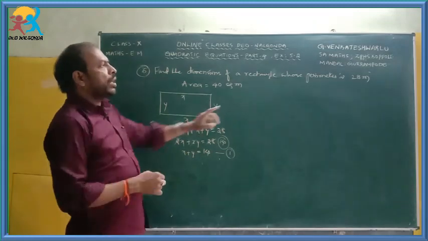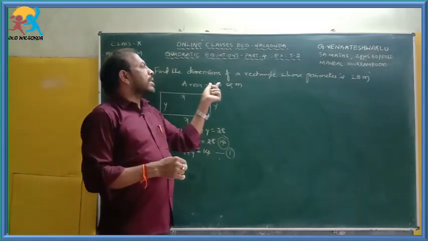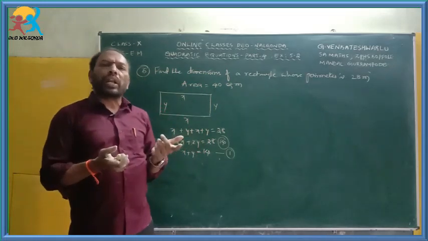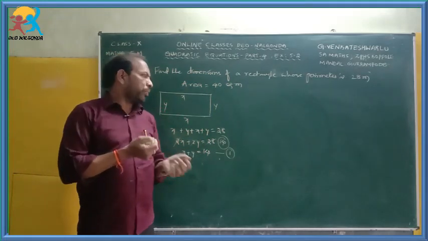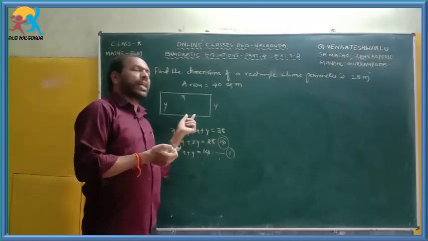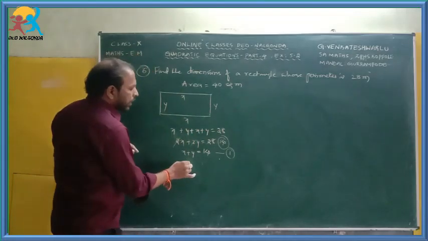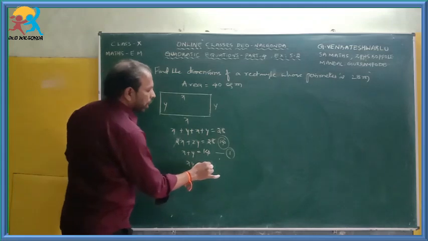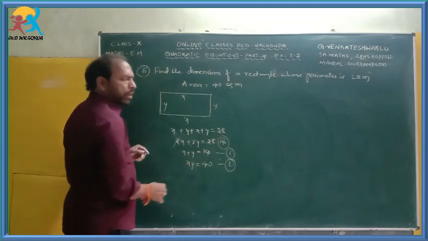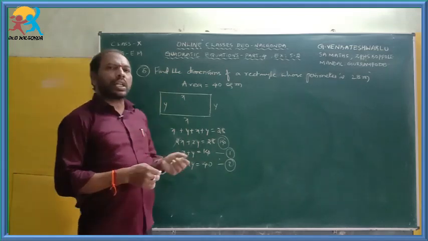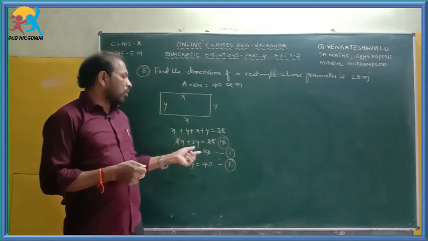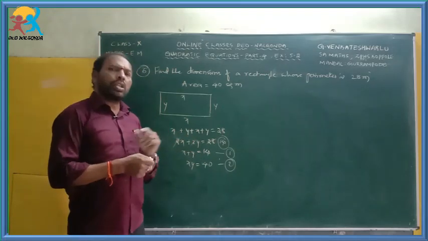And next, area is equal to 40 square meters. Area of a rectangle means the product of two adjacent sides, length into breadth. So x into y is equal to 40. Here it is the second equation. So we already have x plus y is equal to 14 and xy is equal to 40.